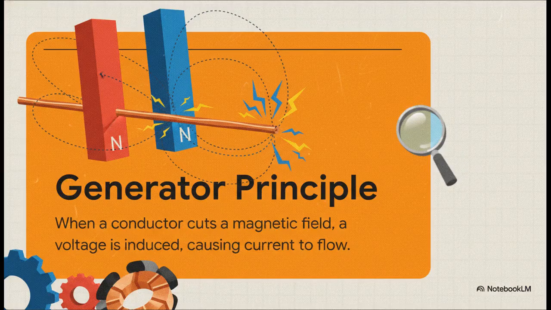Okay, so this is the fundamental rule of the game for making electricity. Just imagine these invisible lines of force stretching from a magnet's north pole to its south pole. That's your magnetic field. Now, when a wire moves and cuts through those lines, a voltage gets created, and that voltage pushes the electrons to start flowing. That's it. That's the core idea right there.